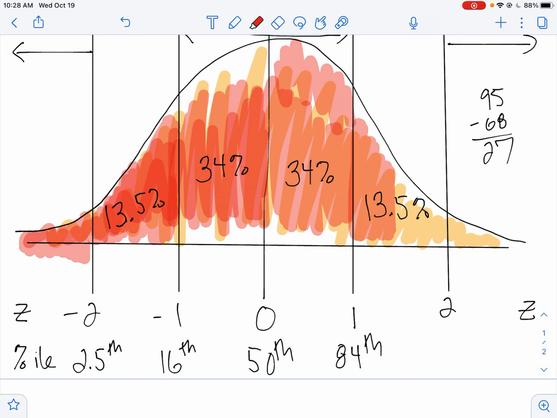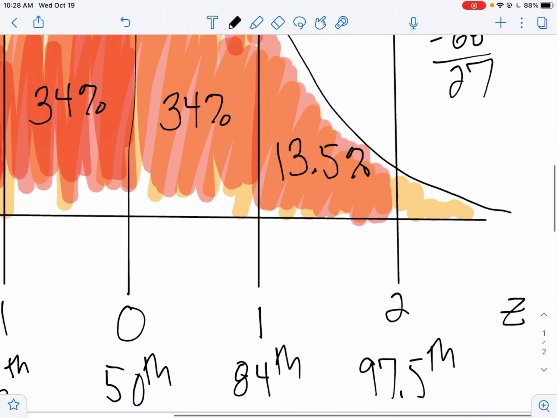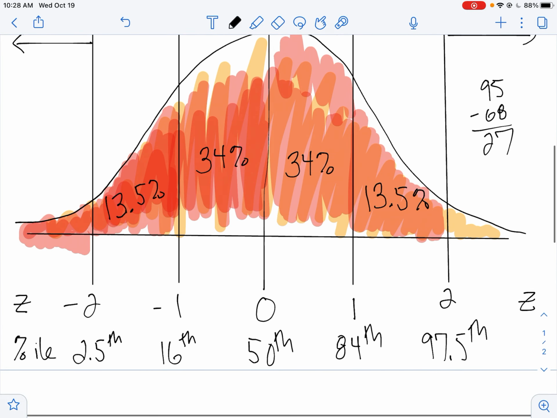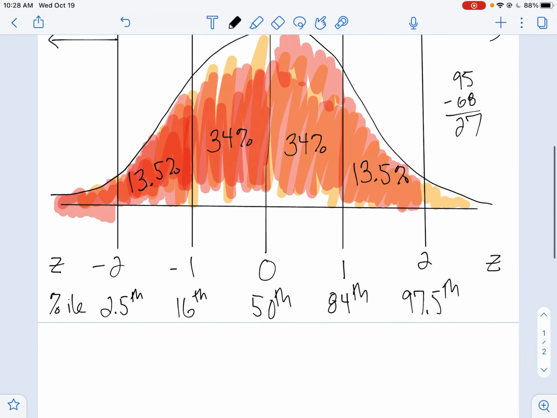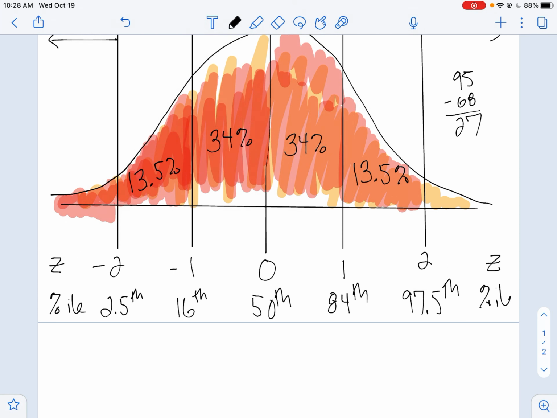Accumulate a bit more. I'm going to accumulate another 13.5%. I'm at the 97.5th percentile, which makes sense because look at all this data that is less than 2 z-scores away, or 2 standard deviations in the positive direction from the mean. There's so much data that would be beneath that. And I'm going to end it right there because I'm not going out 3 standard deviations. You can if you want for yours, but I'm just going out 2. And then I'm just going to put percentile here too. I like to keep my labels at both ends.